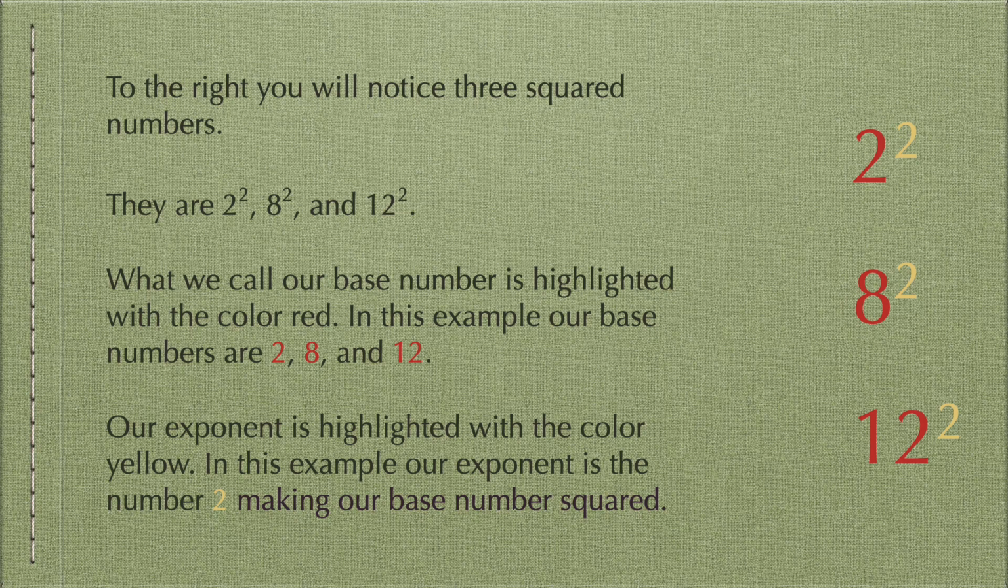What we call our base number is highlighted with the color red. In this example, our base numbers are 2, 8, and 12. Our exponent is highlighted with the color yellow. In this example, our exponent is the number 2, making our base number squared.